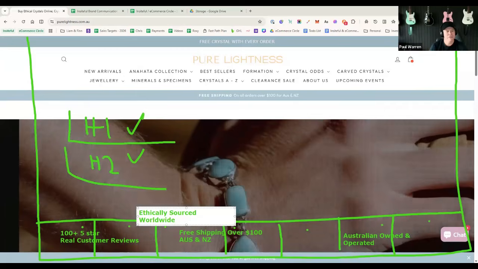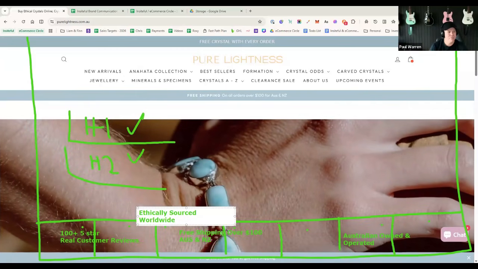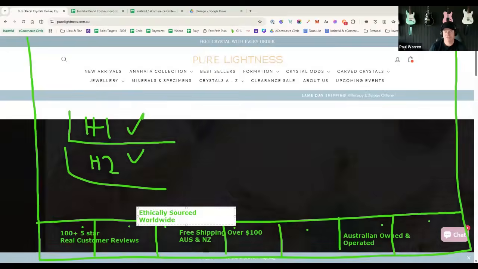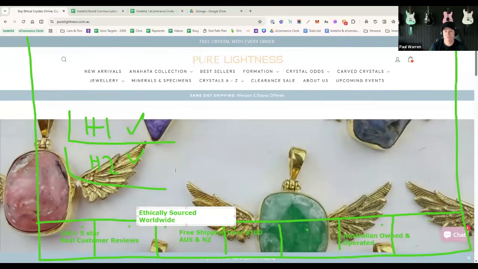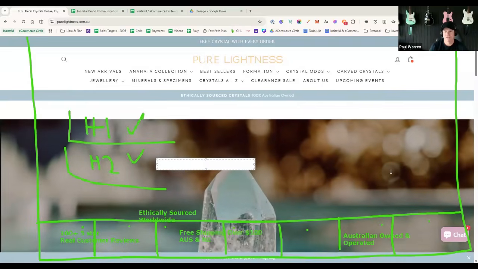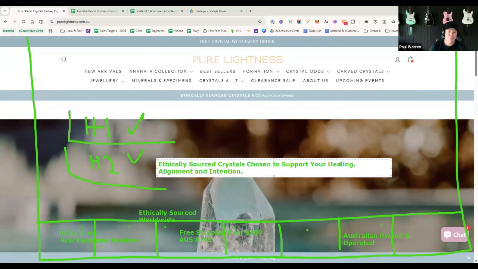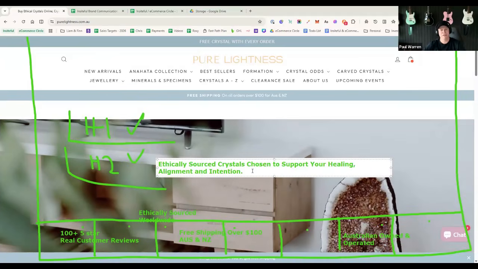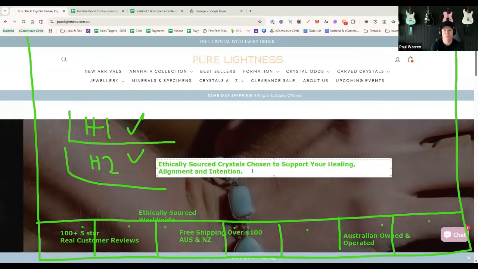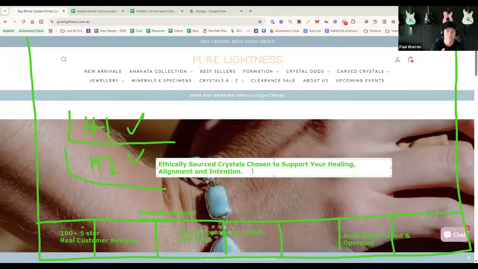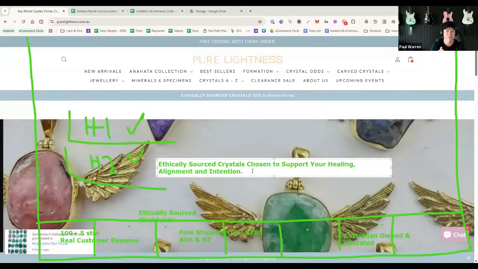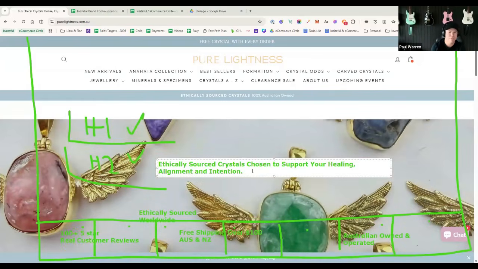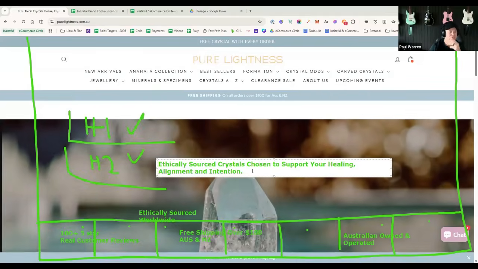Okay. So, as an example, right? I'm going to show you, I did this super quickly, and Chris McQueen, who is our brand guy, is going to go, that's bad, Paul, but it's a good starting point. So, ethically sourced crystals chosen to support your healing, alignment, and intention. Anybody in this space, they're probably things that really matter to those people. They're buying crystals because they want to use it for setting intention, alignment, and healing, right? So again, this is not amazing, but someone will read that and they'd go, yes.